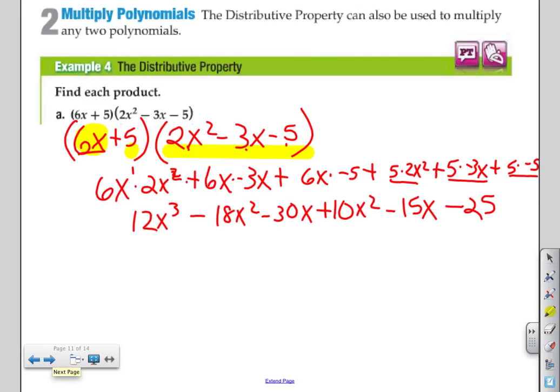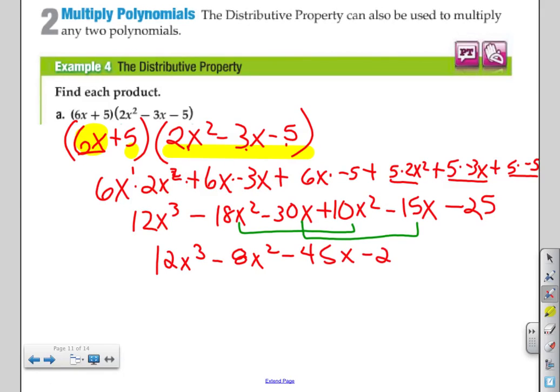Now let's look for our like terms. What do we have? We have these two guys are like terms, and we have these two guys are like terms. Okay, so let's combine those. We'll get 12x cubed, negative 18x squared and 10x squared gives you a negative 8x squared, negative 30x and negative 15x give you a negative 45x minus 25. And I think we got it.